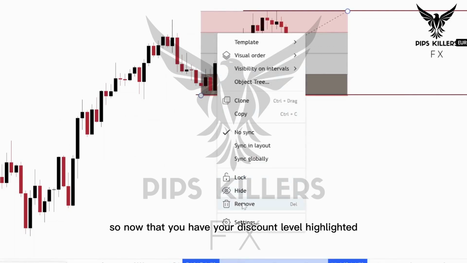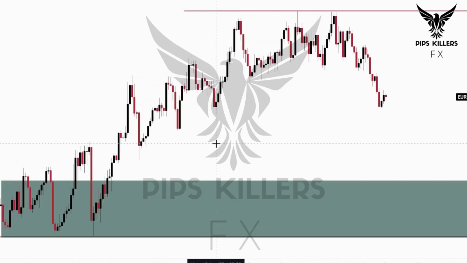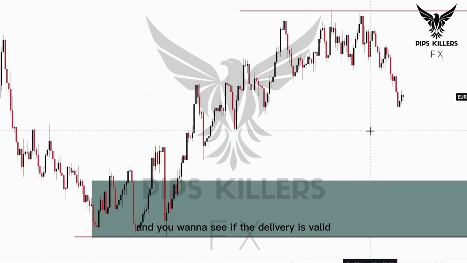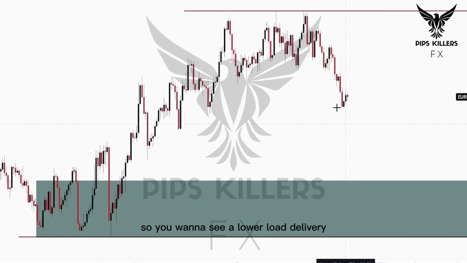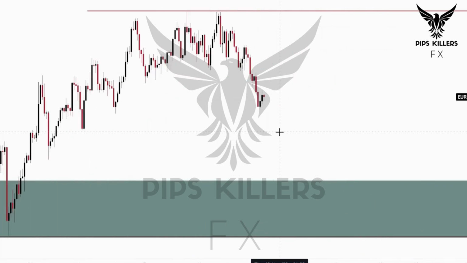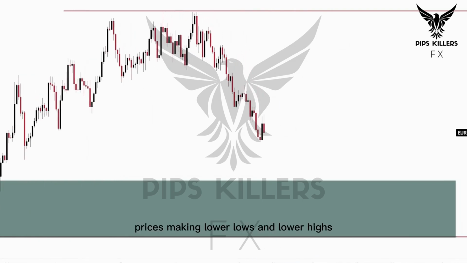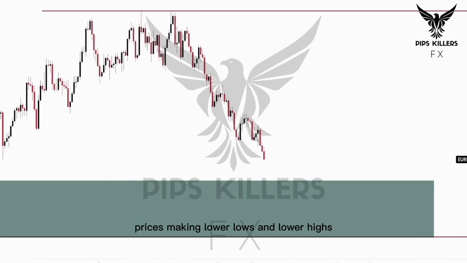So now that you have your discount level highlighted, what you're waiting for is you go to your micro and you want to see if the delivery is valid. So you want to see a lower low delivery approaching this level and a change of character occur. Price is making lower lows and lower highs.